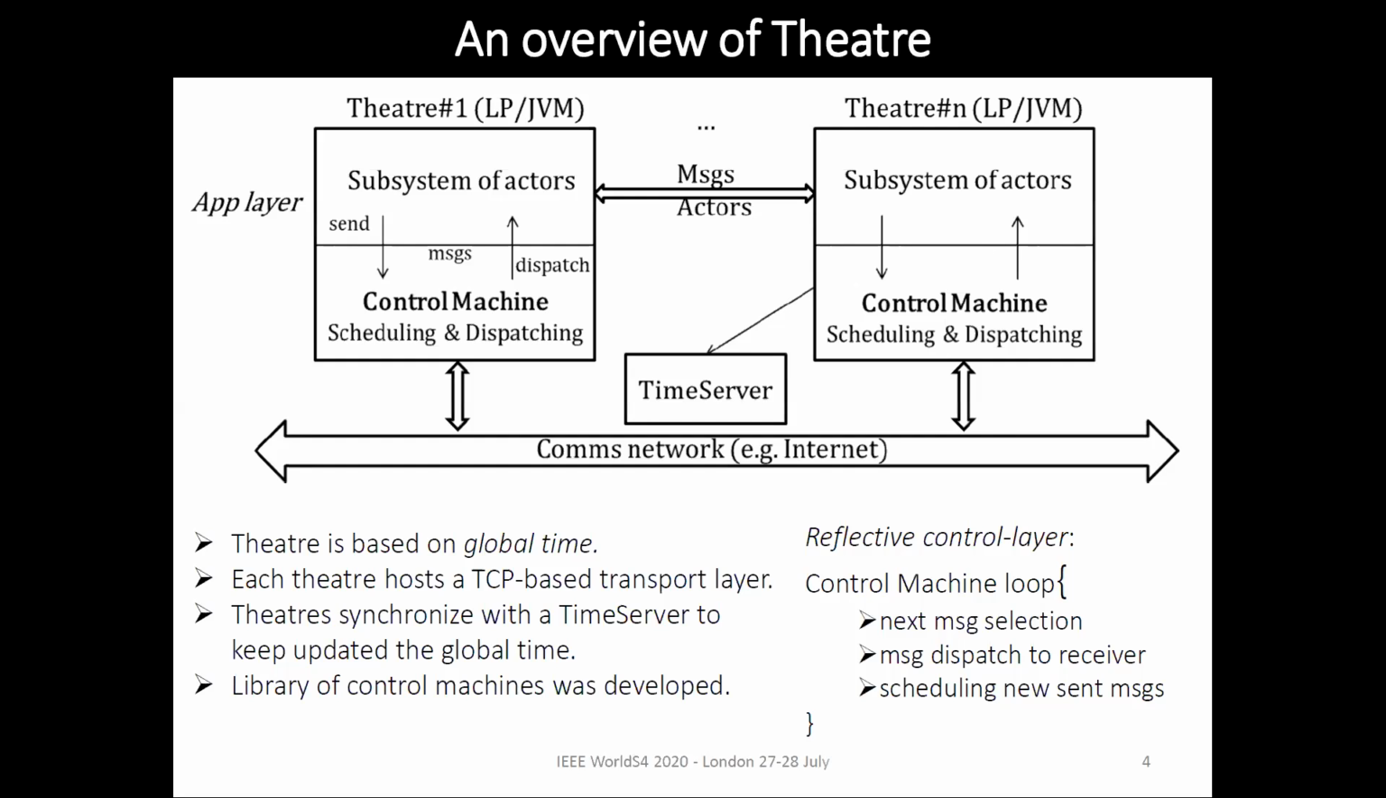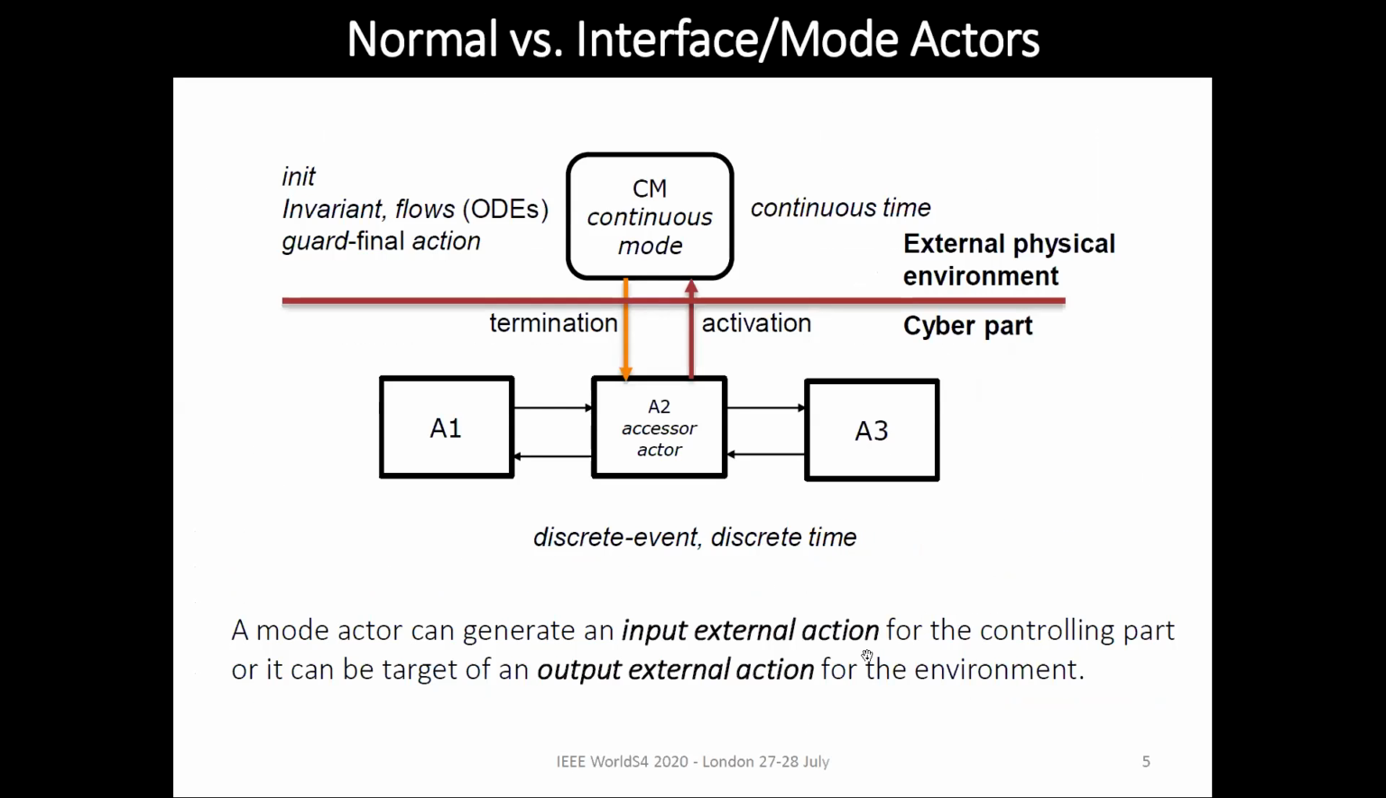In other terms, we have a reflective control layer which controls the message delivery. So we buffer messages and apply a strategy of delivery. And exactly upon this feature, we have worked to get a deterministic Theatre.